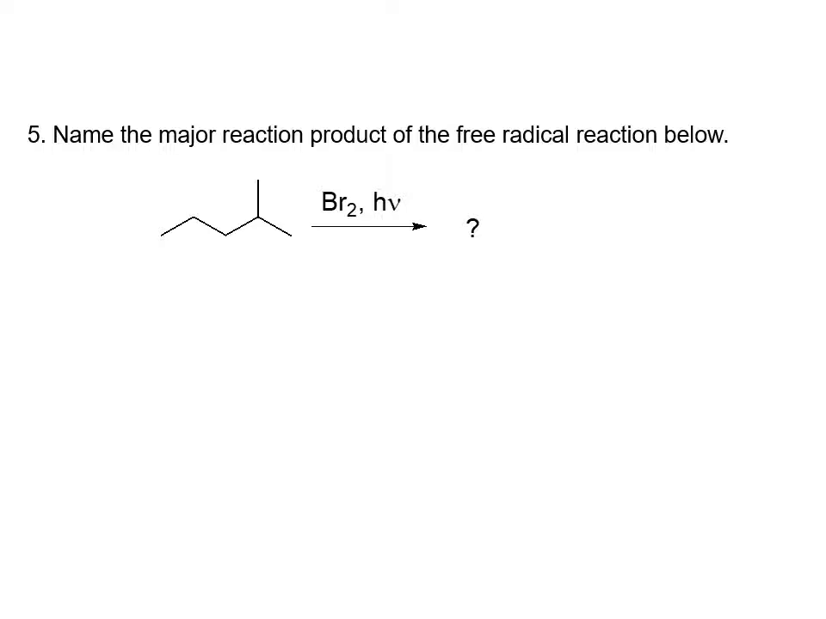Starting material is 2-methylpentane. 2-methylpentane has 3 primary carbons, 2 secondary carbons, and 1 tertiary carbon. In a free radical bromination, the tertiary carbon is by far the most reactive. And that means that the reaction will occur on the tertiary carbon. So we should draw a product with a carbon-bromine bond on the tertiary carbon. And then name this compound, and that's 2-bromo-2-methylpentane.